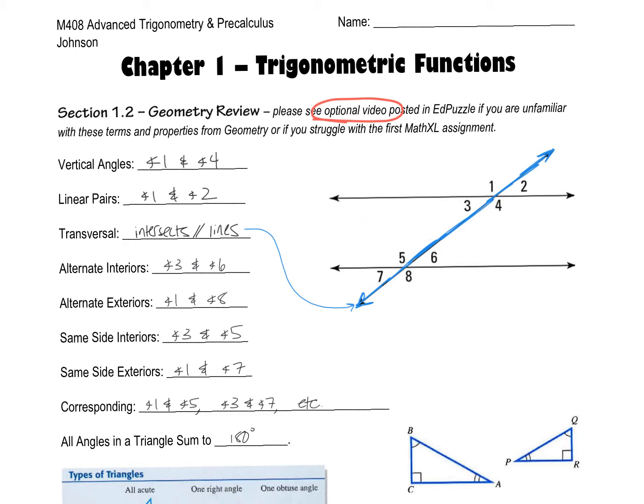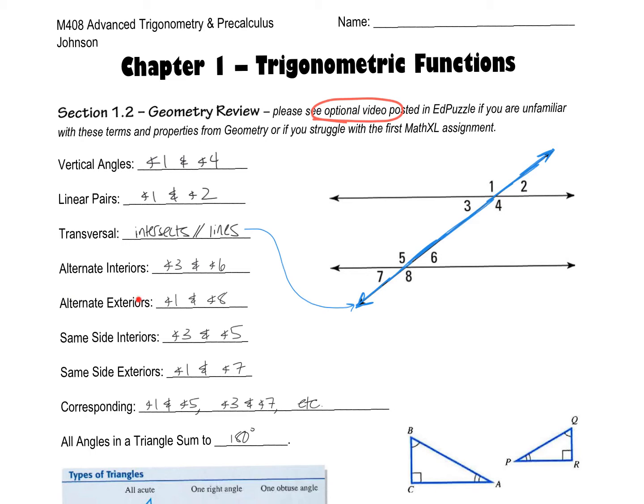So alternate interiors, one example would be 3 and 6. Also, those angle measures are congruent. They look equal, and they are when we have parallel lines. And also 4 and 5 is another option. They're both interior angles, and they are on opposite sides of the transversal. One's on the left, one's on the right, if you want to think about it that way.